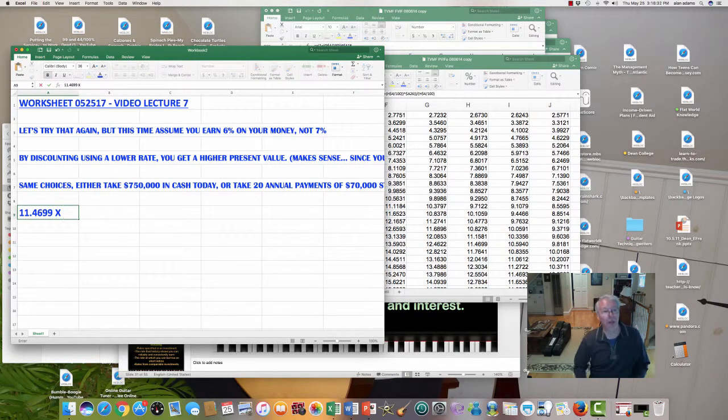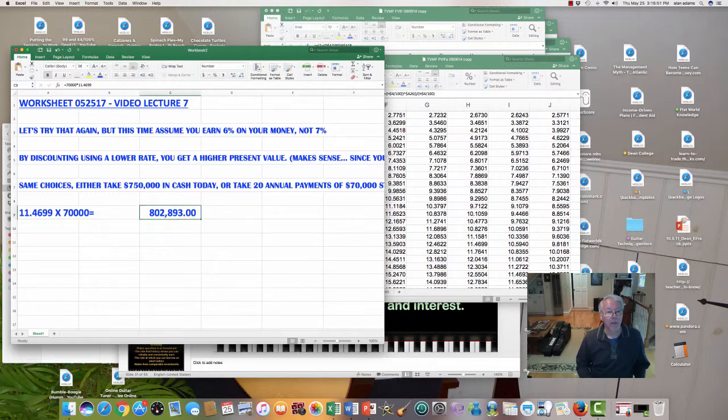Okay, we're going to multiply that number times one $70,000 payment. Don't use 1.4 million now. You only use one payment. Refer back to the formulas in the slideshow and in my text, okay? Math it out, and we get 11.4699.